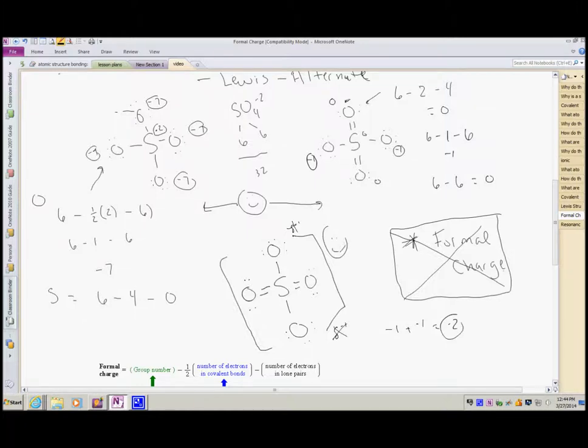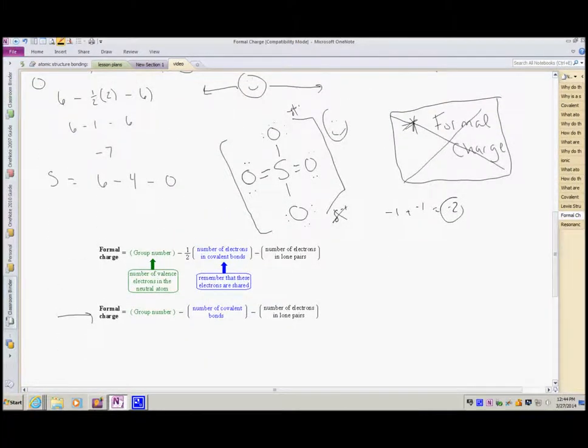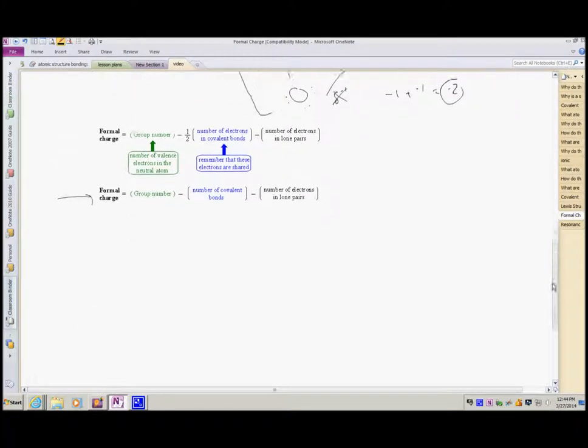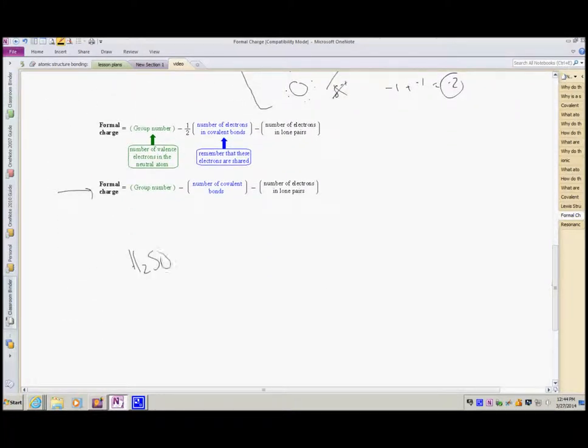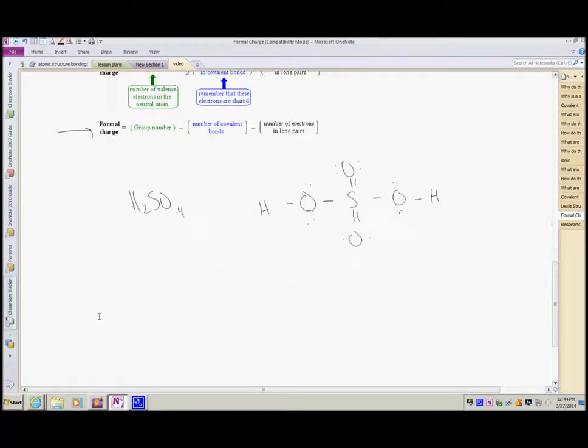This would be the better structure. Now, this also validates the fact that we have H2SO4. H2SO4 looks like this. The oxygen, and put the rest of my electrons in. All right, there you go. Formal charge, something to mess around with and something just to be aware of. Thank you.